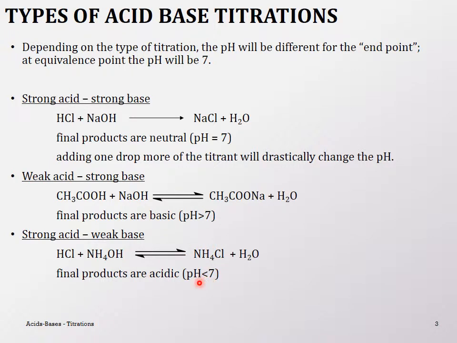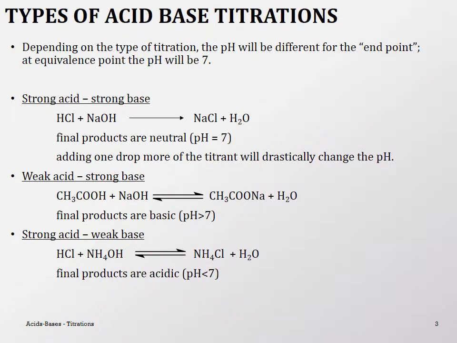What does that mean for us? Okay, that means that the equivalence point and the end point are not going to be the same, okay, for us, because the pH is not 7 for weak acid and weak base titrations. All right, the equivalence point and end point are the same for strong acid, strong base, but not for these two.